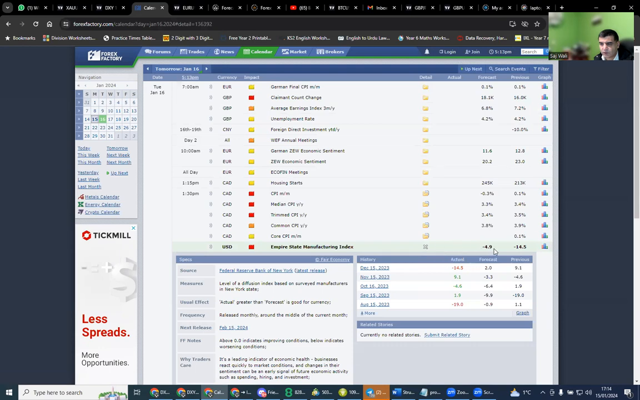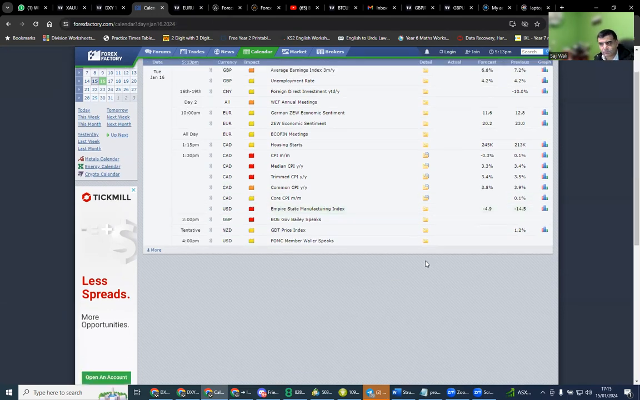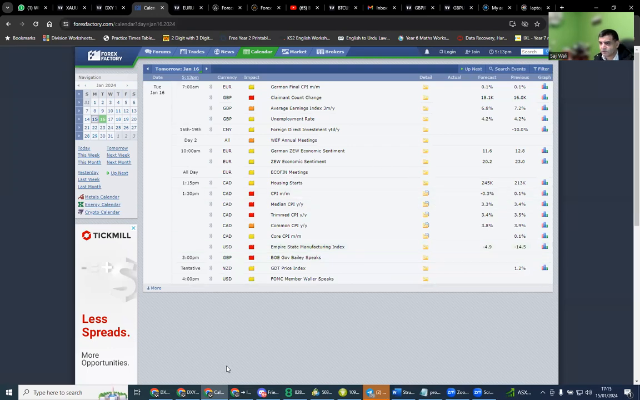Expected is minus 4.9, and actual greater than forecast is good for the currency. So if it's good for actual, okay, there's a possibility, if it's greater than forecast, it's good for the currency. So there's a possibility of gold coming down if it is greater than what is forecasted. Okay. So let's see what the news will bring to us. Okay, that's as far as the news is concerned.